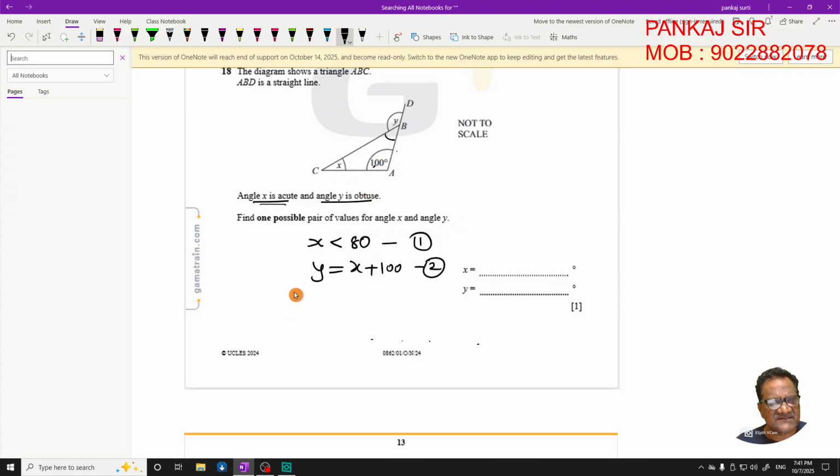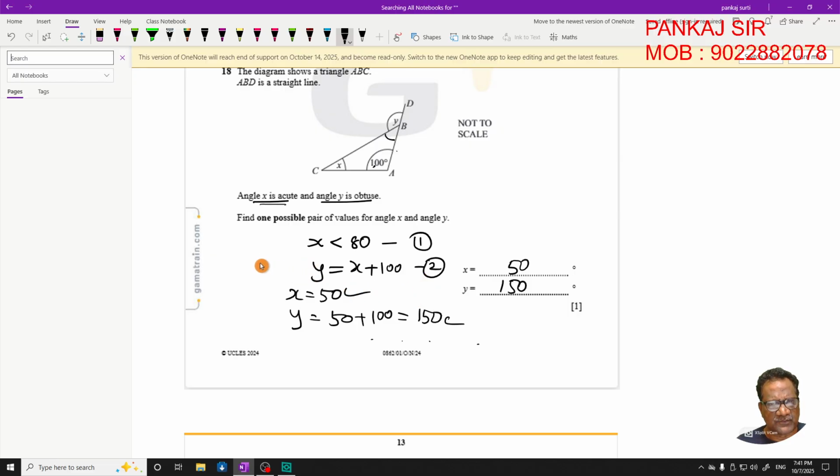So let me take x as 50, that should work. Now when x is equal to 50, what should my y be equal to? Y should be equal to x, I'll put 50, plus 100. My y should be equal to 150. So these are the two possible values which satisfy both conditions. If x is equal to 50, the x less than 80 condition is satisfied, and y is equal to x plus 100 is also satisfied. So this has to be correct, 50 and 150, right? This is one pair of answer, but as I told you, there can be many answers to this.